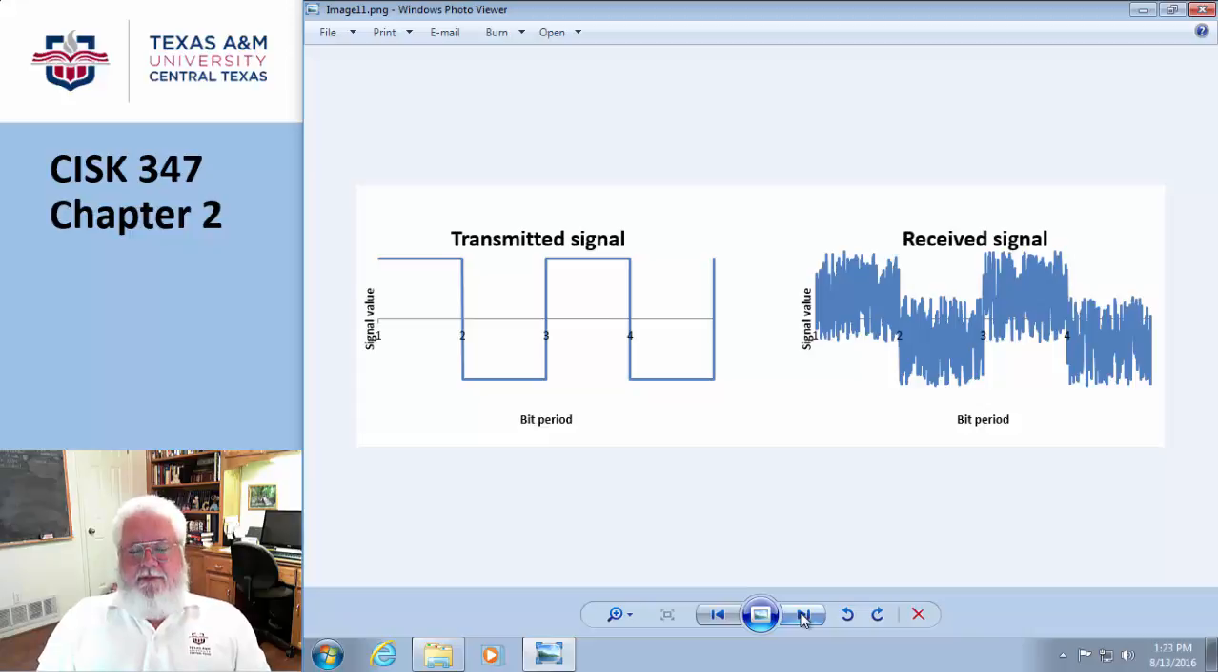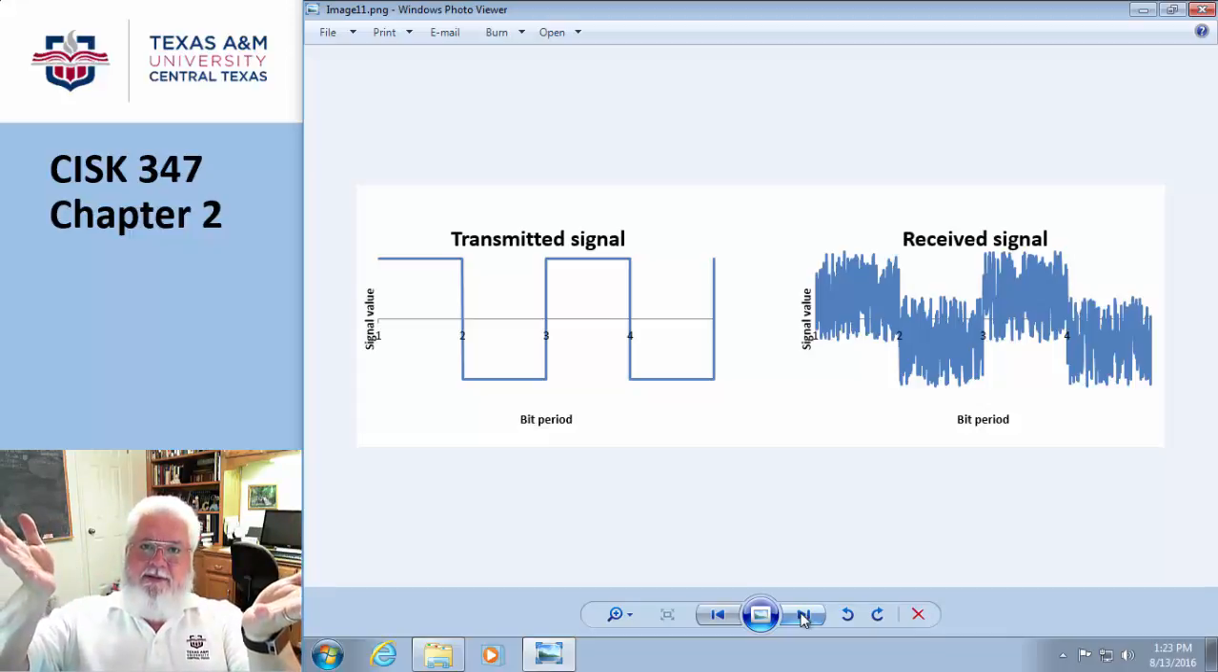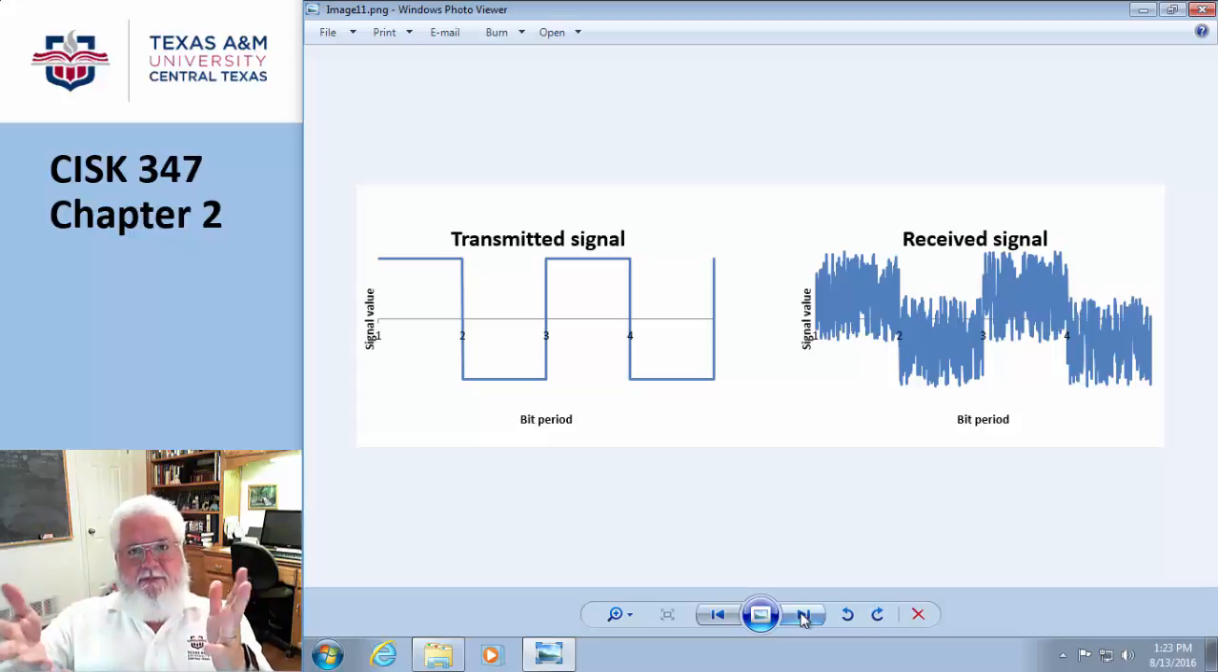Let's talk about the telephone. Okay. The human ear can hear somewhere between 20 hertz. I guess we need to talk about that. So hertz is the number of cycles per second. So 20 to 20,000 hertz.